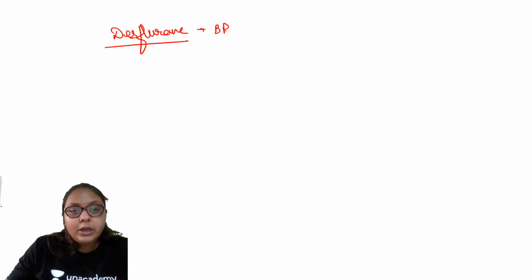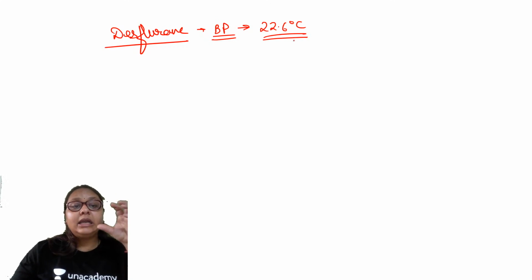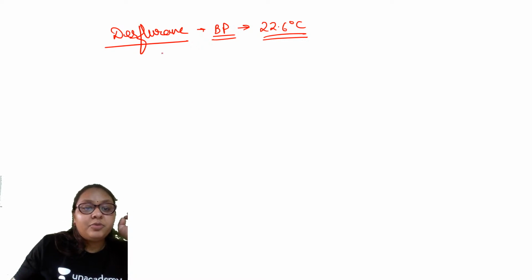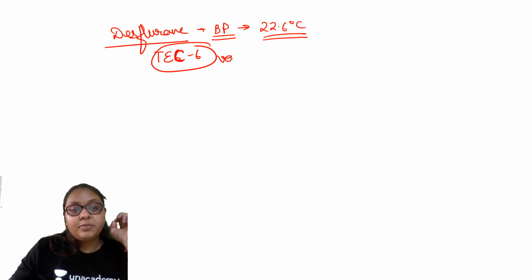Okay, for desflurane, it has a boiling point of around 22.6 degrees Celsius, that is at room temperature, and therefore we need a special vaporizer. We need a special vaporizer that is known as the Tech 6 vaporizer. Remember this.